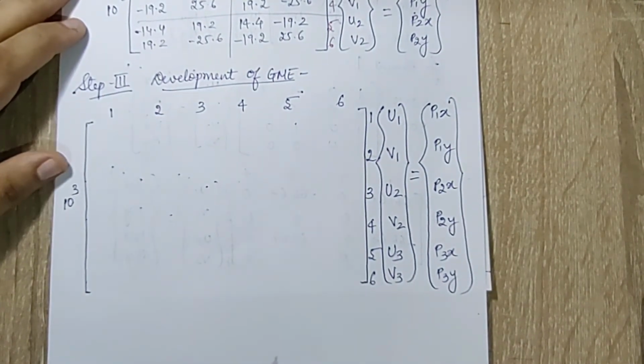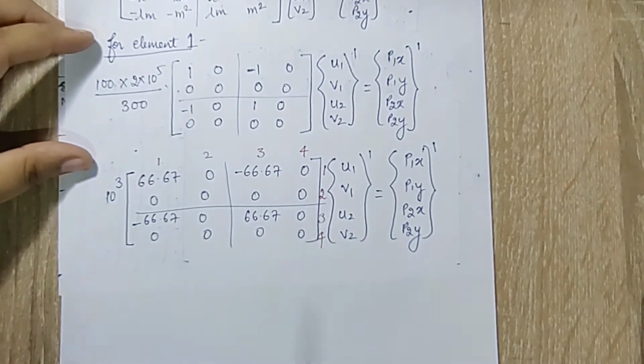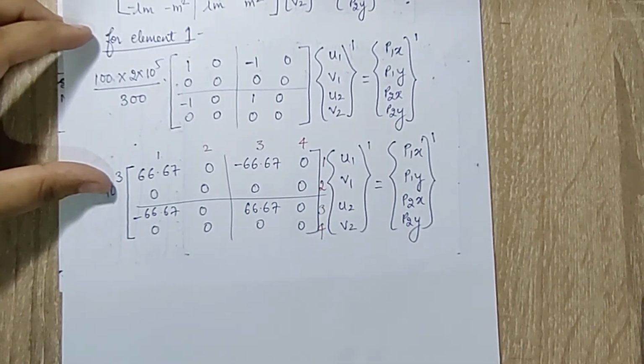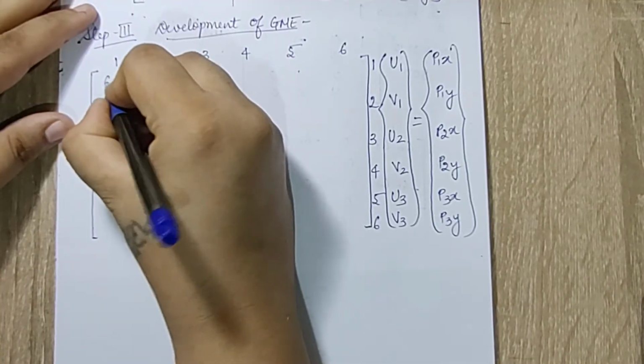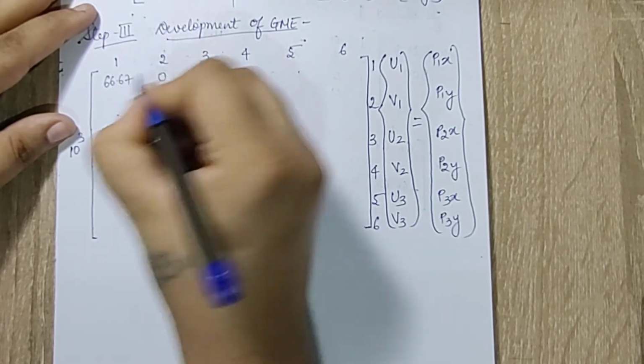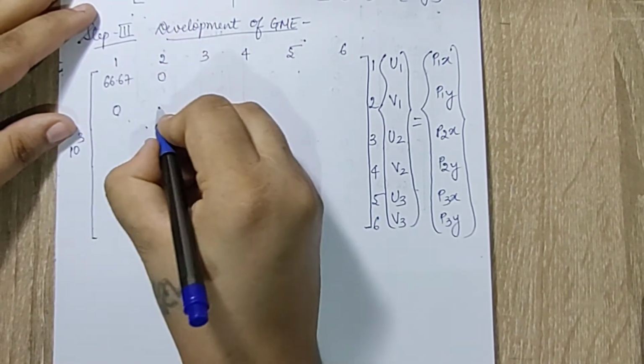Now let's place the element. The first element is between node 1, 2, 3, 4. So I can just transfer these values there. So here again I have 66.67, 0, 0, 0.